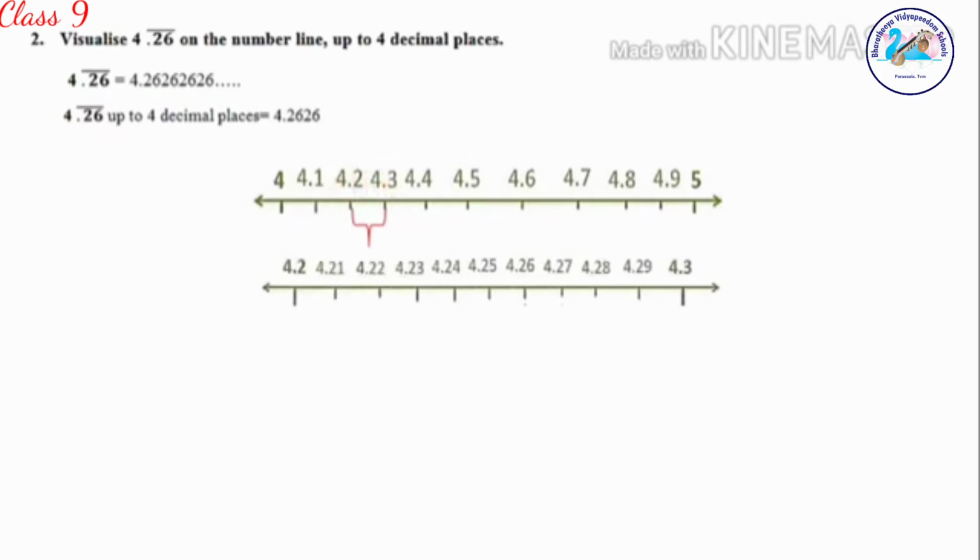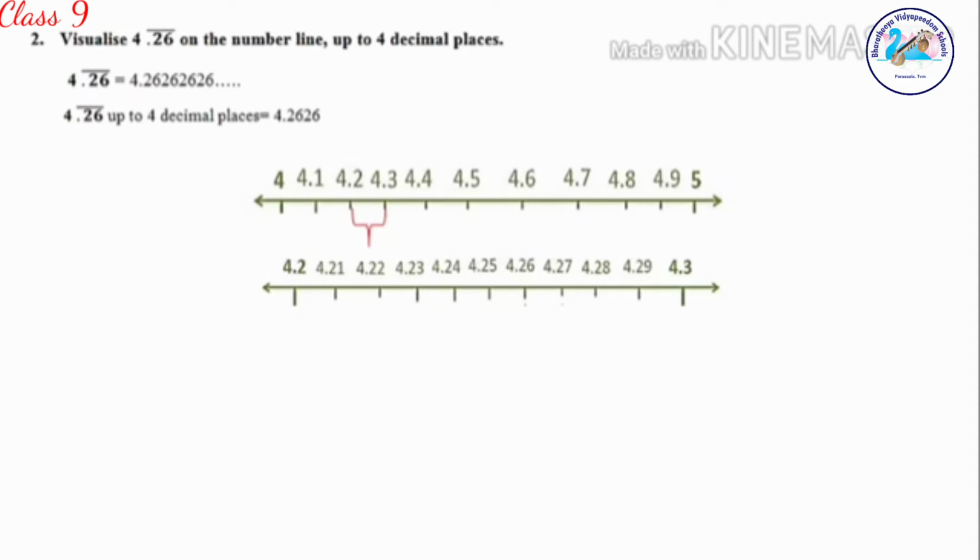So next you have to draw a number line, and as the starting number you write 4.2 and as the ending number you write 4.3. So we have written 4.2 and 4.3, and the space between 4.2 and 4.3 we have divided into 10 equal pieces. 1, 2, 3, 4, 5, 6, 7, 8, 9, 10. The starting number is 4.2, so the next number is 4.21, next is 4.22, 4.23, 4.24, 4.25, 4.26, 4.27, 4.28, 4.29 and finally 4.3.